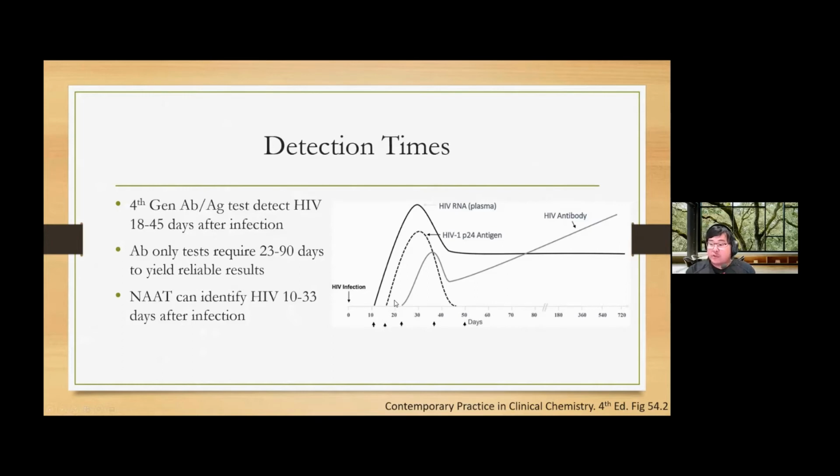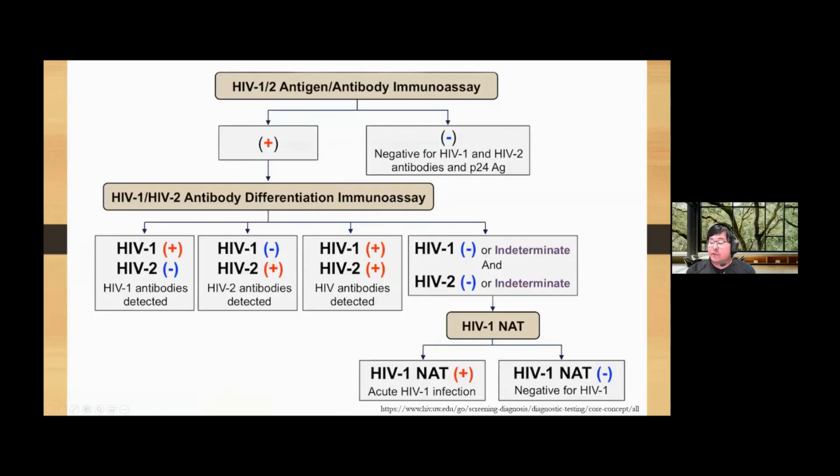So that's why it's recommended, back on the flowchart here, if it's indeterminate, we don't see any antibodies yet, but we see the P24 antigen, then we need to do the nucleic acid test, because it takes this 23 days to form antibodies on average, potentially even longer. It could take up to 90 days. Well, the nucleic acid test, we can see it in as soon as 10 days. So that's why we do that.